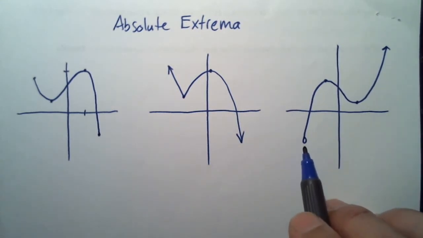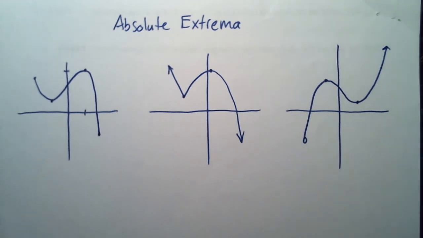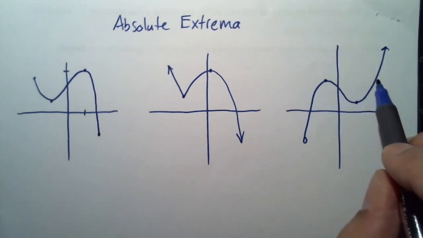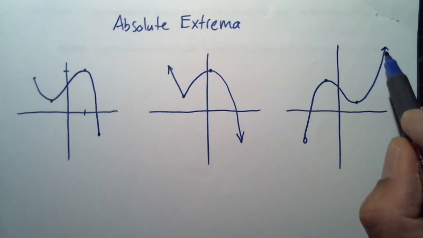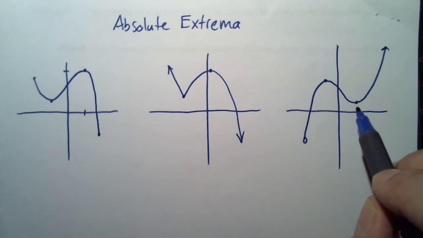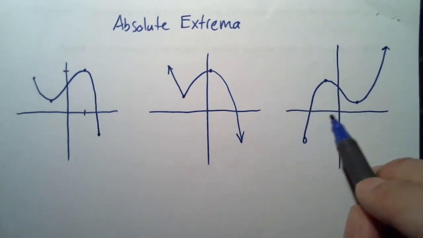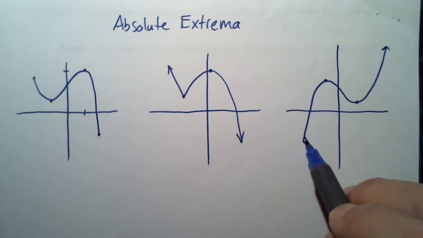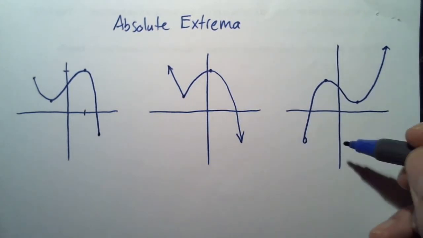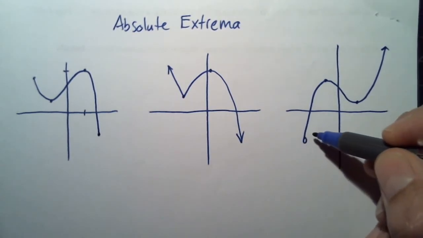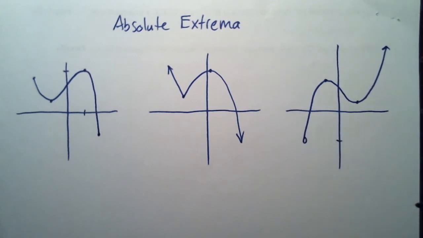Here, we're missing the endpoint. So when we look for highest and lowest points, we could say, well, there's a relative maximum, but it's not the absolute maximum because we have points over here. And this graph goes to infinity, so there's no absolute maximum. Here's a relative minimum. But the graph goes below that y value, so this is not the absolute minimum. And it never stops getting close to whatever y value is missing there. So that means there's no absolute minimum on this graph.